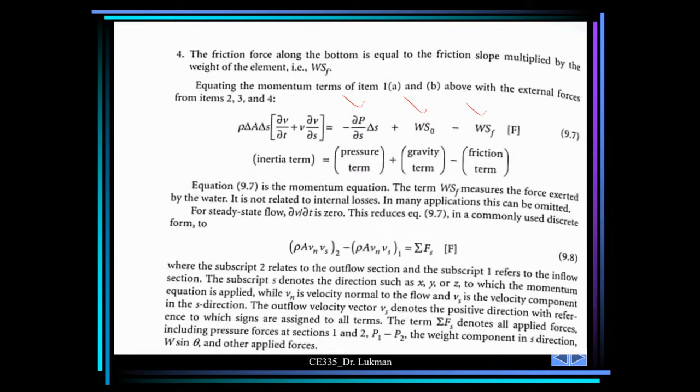The gravity term is in the direction of flow, so that's why it's positive. The pressure term is negative because the pressure reduces with distance. And the friction term is opposite to the direction of flow. And this is the rate of change of momentum, which is simply m a. This is m, and this is simply dv dt, which represents the acceleration, which is called the inertia term.